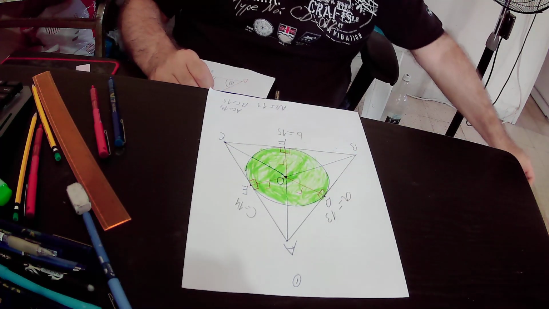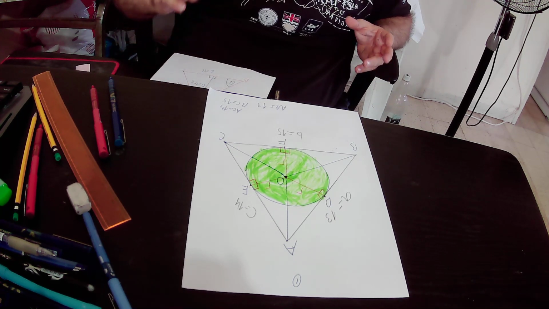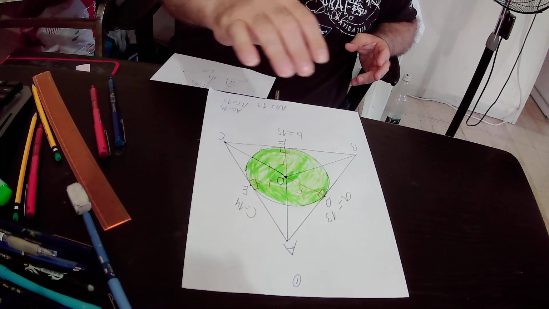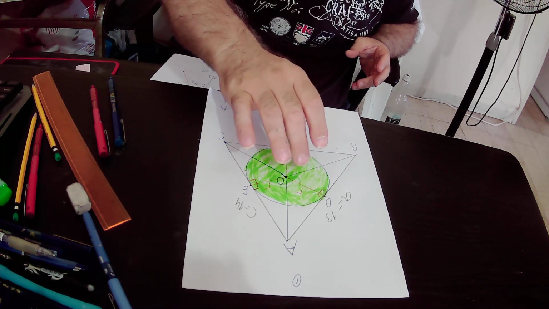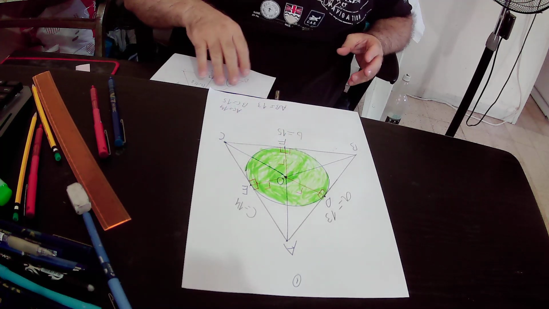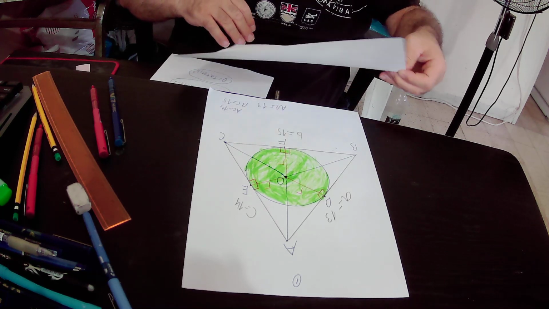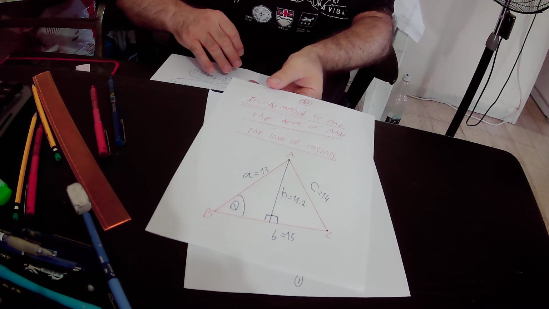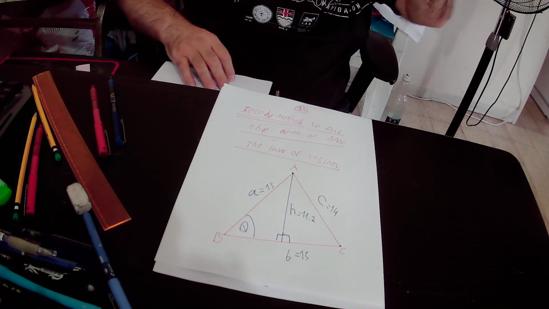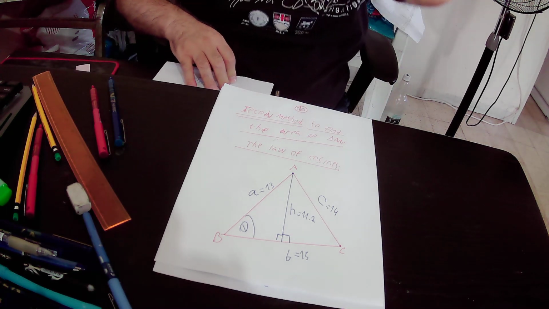And this was the first method to find out the area of triangle ABC, and also to find out the radius of the circle, and also the area of the green circle. Then I presented to you the second method to find out the area of triangle ABC. In this method, we used the law of cosines in order to find out the area of triangle ABC.